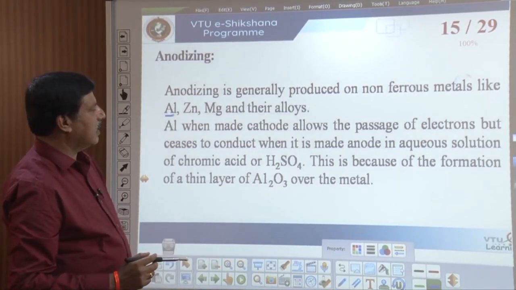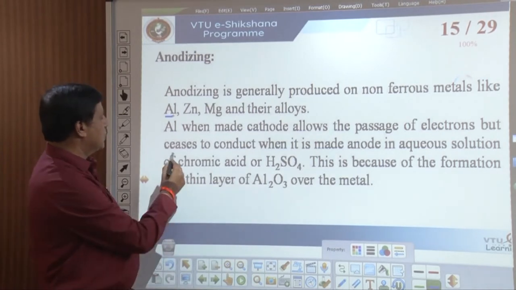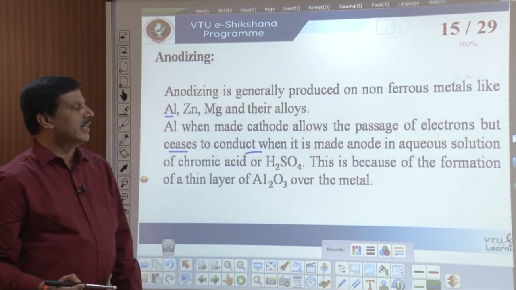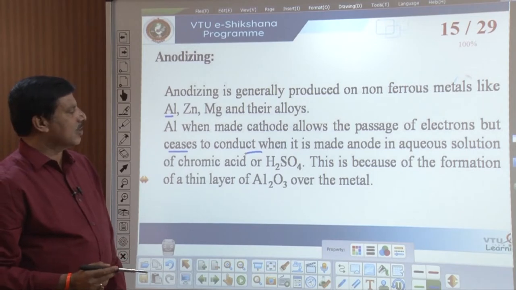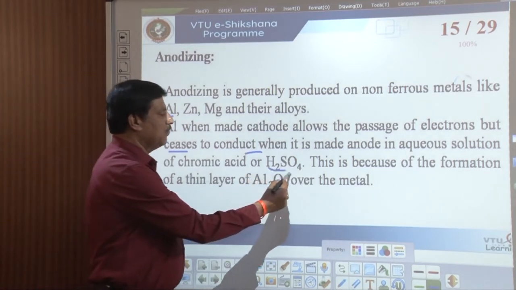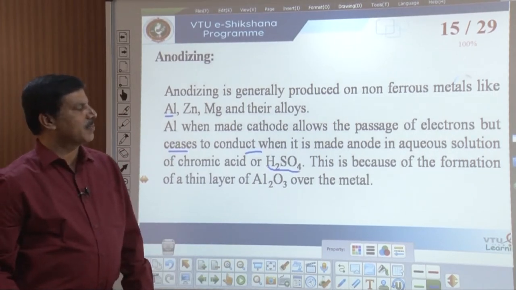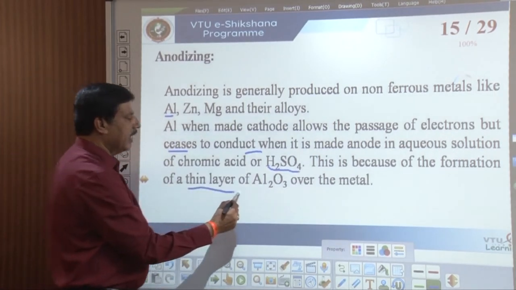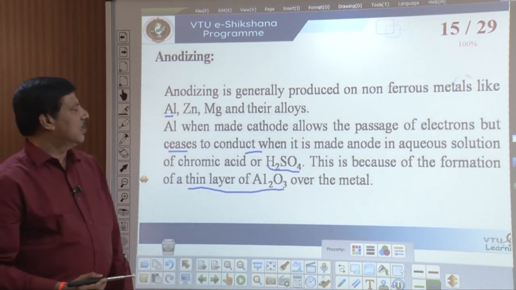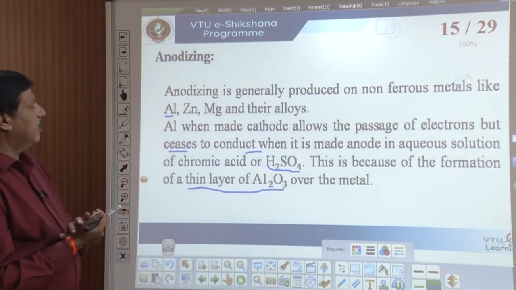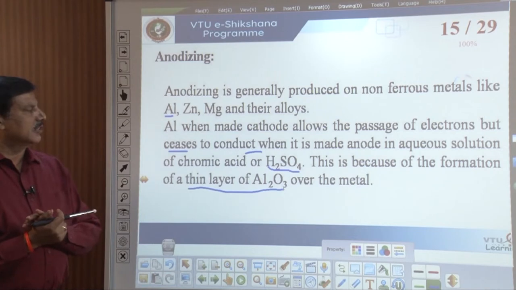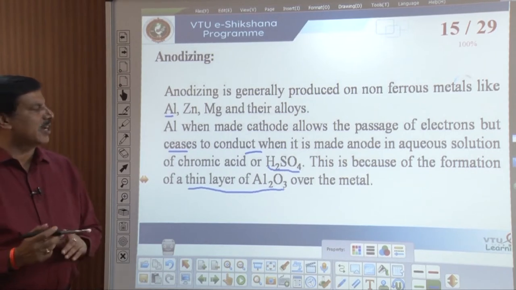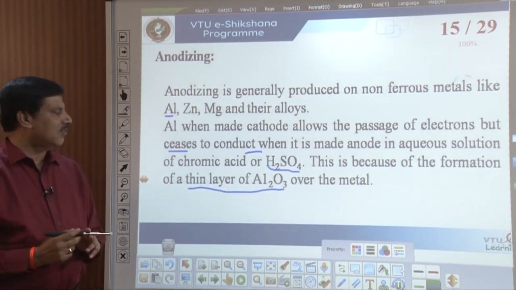Aluminium, when made as cathode, allows the passage of electrons but ceases to conduct when it is made anode in an aqueous solution of chromic acid or sulfuric acid, H2SO4, a strong acid. This is because of the formation of a thin layer of aluminium oxide, Al2O3, over the metal.